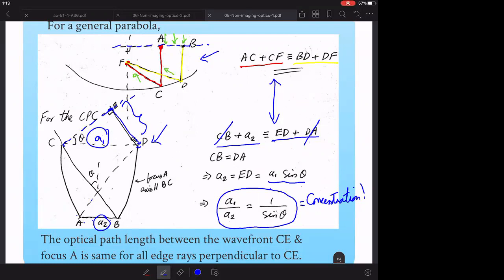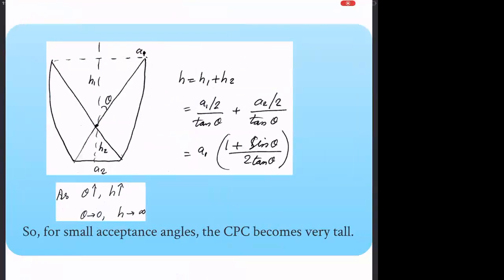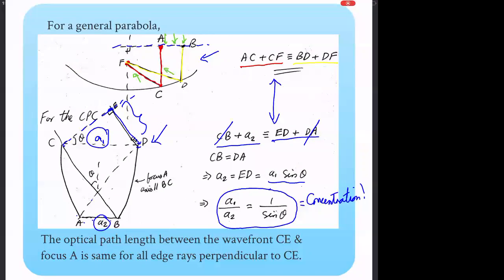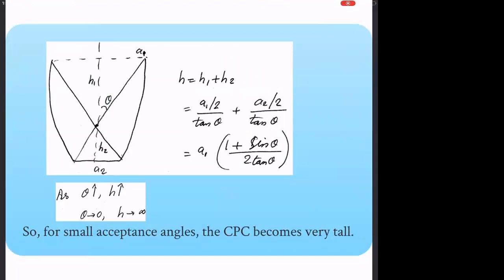It actually comes from the second law of thermodynamics, and we'll come back to this again. It's a very fundamental thing in optics, which relates optics, by the way, to thermodynamics in a very fundamental fashion. Okay. For small acceptance angles, so if you were to concentrate a lot and this theta becomes very small, so you're trying to make the solar cell really, really small, then the height of the CPC becomes very tall.